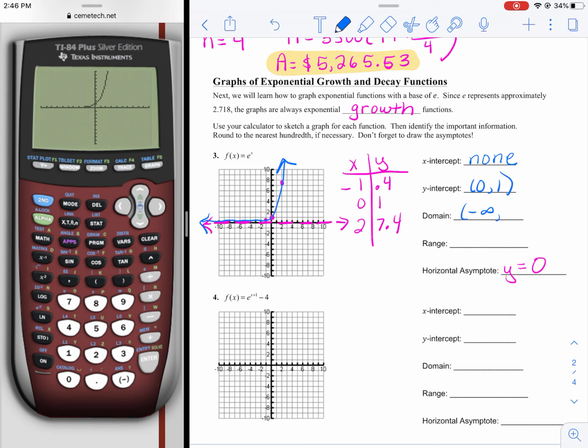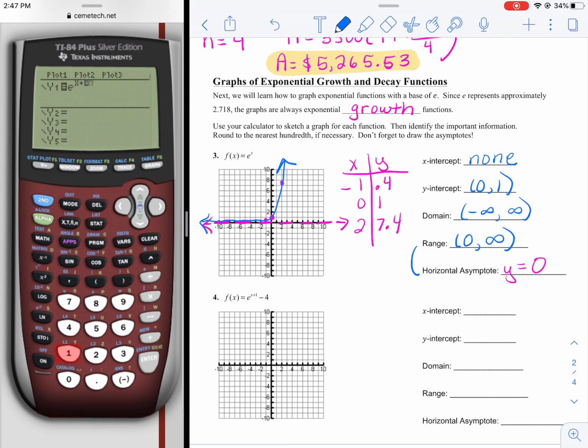Your y-intercept is 0, 1. Domain is negative infinity to positive infinity. The range, the lowest y value is just above 0, and then it's going to keep going up. So the range and the horizontal asymptote go hand in hand. We want to use a parenthesis there instead of a bracket because the graph does not touch y equals 0.